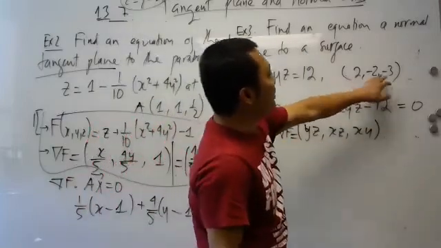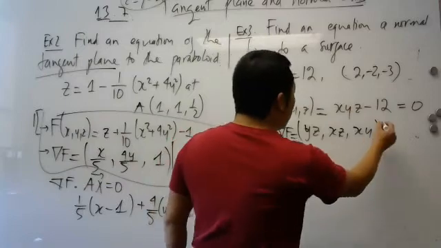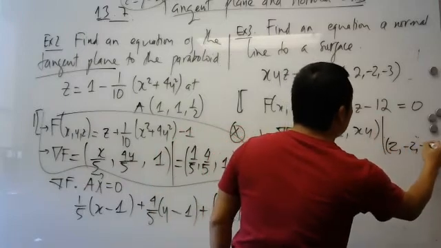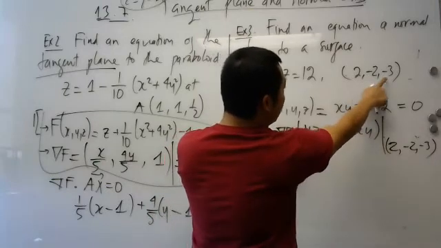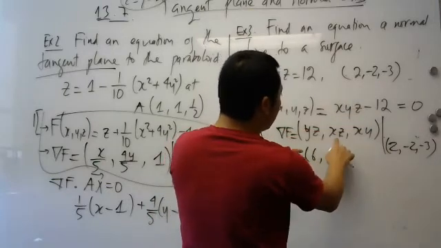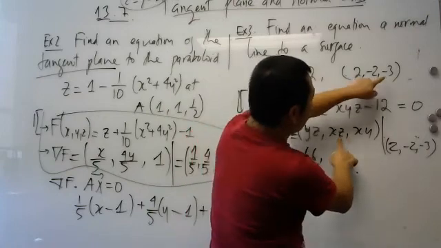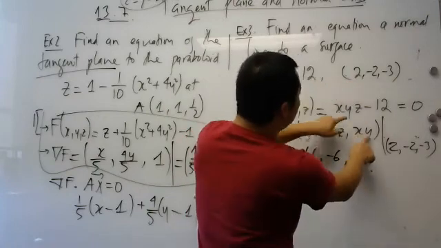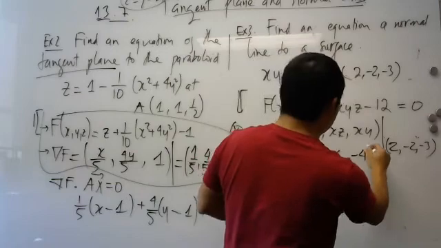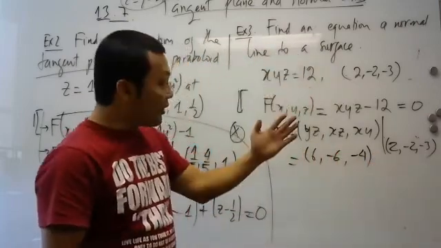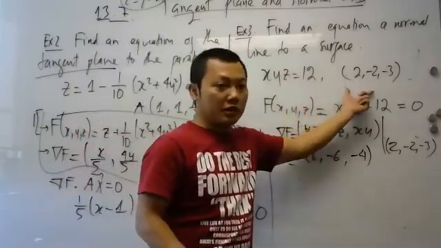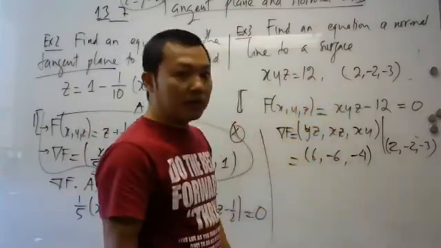And I plug (2, -2, -3) into this. I will get the following. y with z: -2 times -3, so I get 6 here. x with z, I get -6. And then x with y, I get -4, okay? So that is the direction vector. We have a direction vector, we have a point. So we can write the equation of that straight line.